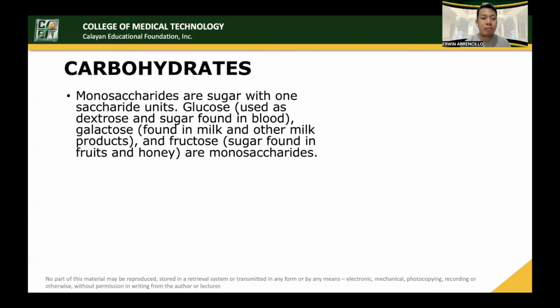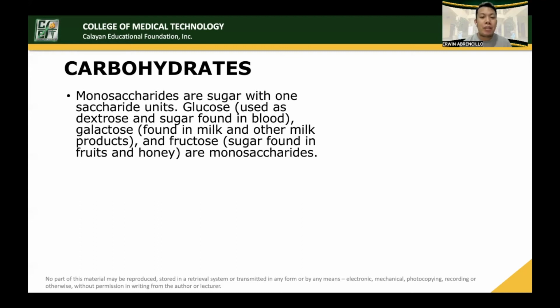in blood. Another monosaccharide is galactose. Galactose is found in milk and other milk products. Actually, galactose is a product of the digestion or breakdown of disaccharide. And fructose, the sugar found in fruits and honey, is also a monosaccharide.